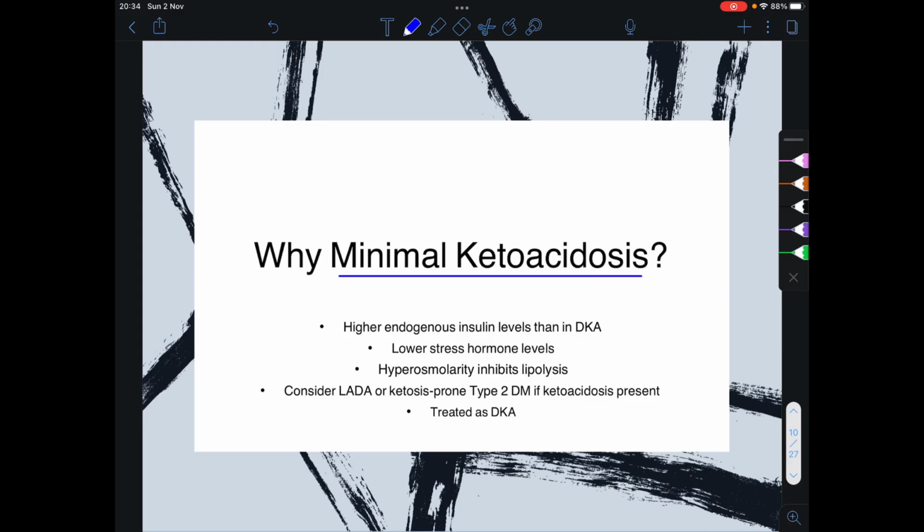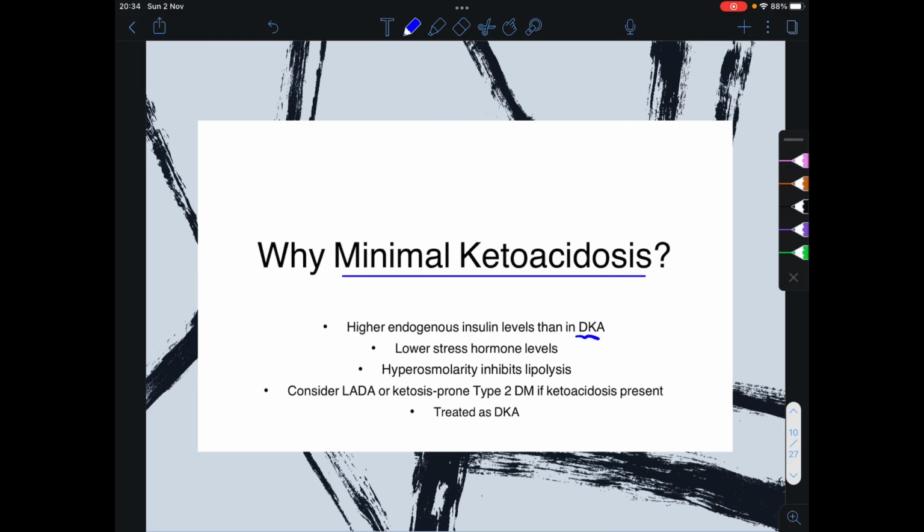Now, why is there a minimal ketoacidosis? Why is it not like DKA? The reason is because there are higher levels of insulin compared to DKA. And also, the hyperosmolarity itself inhibits lipolysis. Now, there are conditions where HHS is prone to produce ketosis, and these are called ketosis-prone type 2 diabetes mellitus. And in these conditions, you'll see that these patients usually have a lowering bicarb.